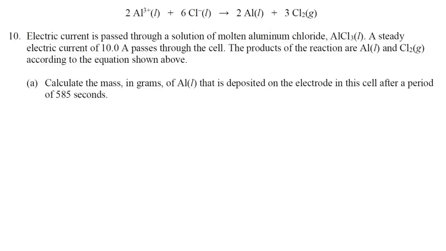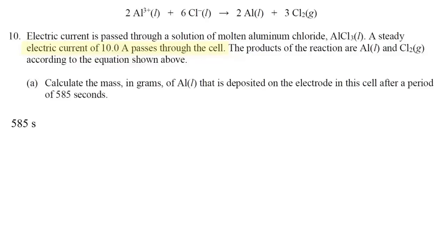It says, electric current is passed through a solution of molten aluminum chloride, so AlCl3 liquid. A steady electric current of 10.0 amps passes through the cell. The products of the reaction are liquid aluminum and chlorine gas, Cl2, according to the equation shown above. Part A. Calculate the mass in grams of liquid aluminum that is deposited on the electrode in this cell after a period of 585 seconds. So I'm going to start with that value, 585 seconds, and then 10 amps is the electric current that passes through the cell.